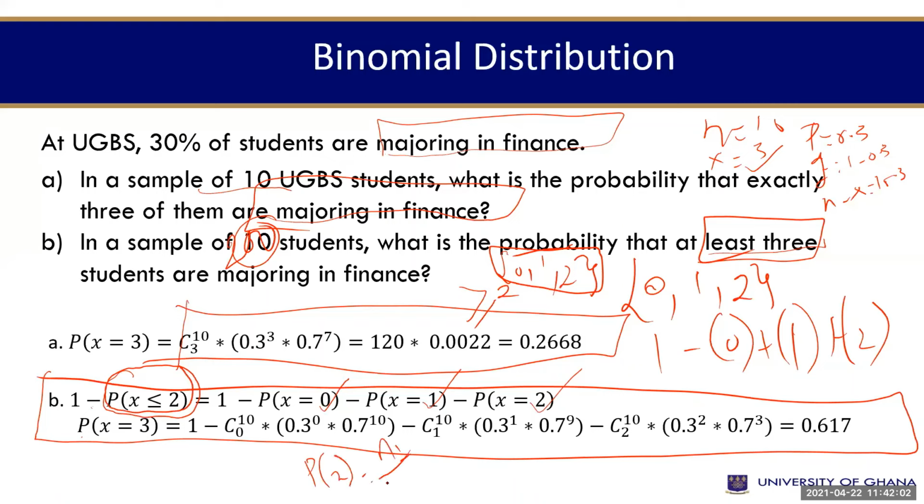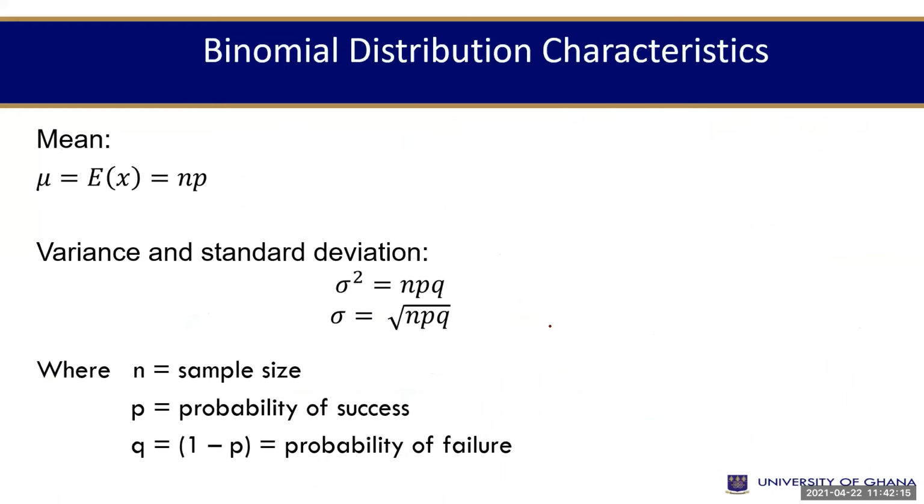You can do it using this combination quickly, or you use P of X equals n factorial over X factorial times n minus X factorial, times p raised to the power X times q raised to the power of the number of failures. And you simplify it and that should be it.